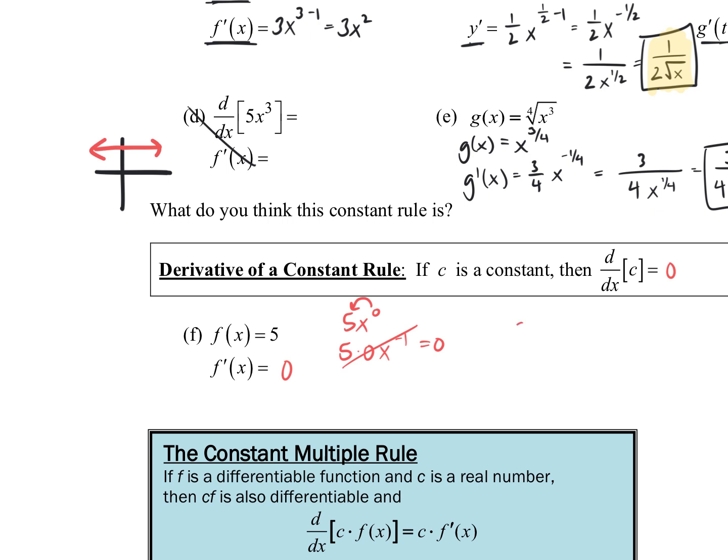Even if I had g of x, let's say g of x was equal to 3 to the 5th power. Would this become 5 times 3 to the 4th power? No, this is just a number, right? So this derivative would just be 3 to the 5th power. Okay?